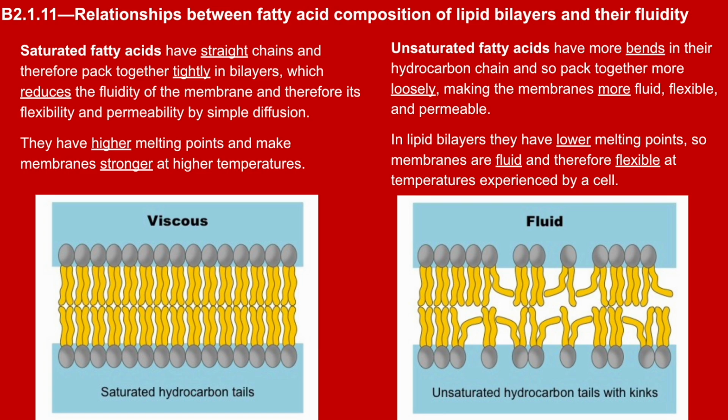So let's use what we know about saturated versus unsaturated fatty acids and apply it now to what we know about cell membranes. Now, if the hydrocarbon tails are saturated fatty acids, they're going to be straight, meaning that we're going to really pack those phospholipids together tightly. That's going to mean the cell membrane is going to be very viscous, it's going to be very strong, it's going to have higher melting points.